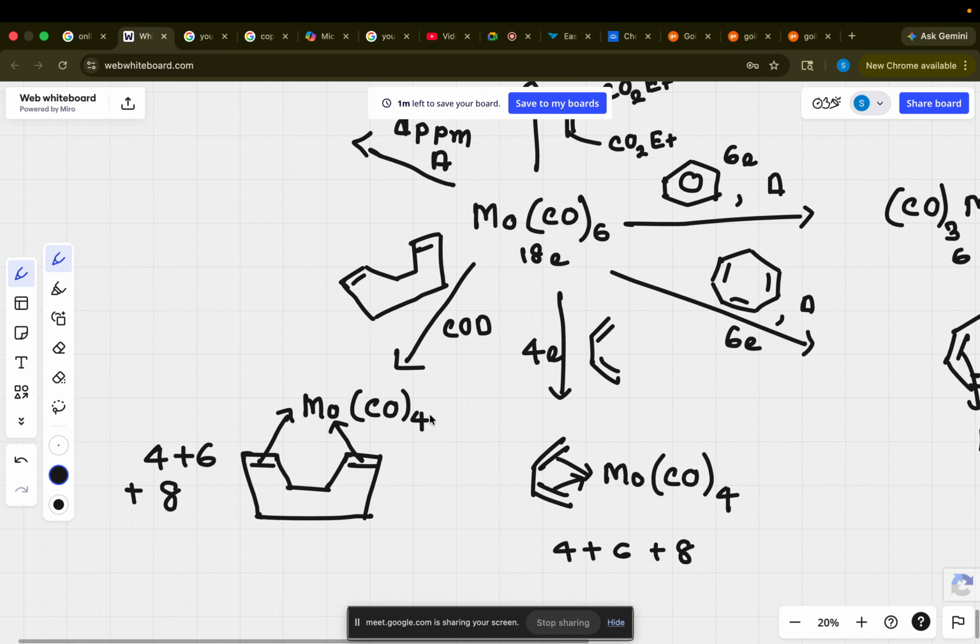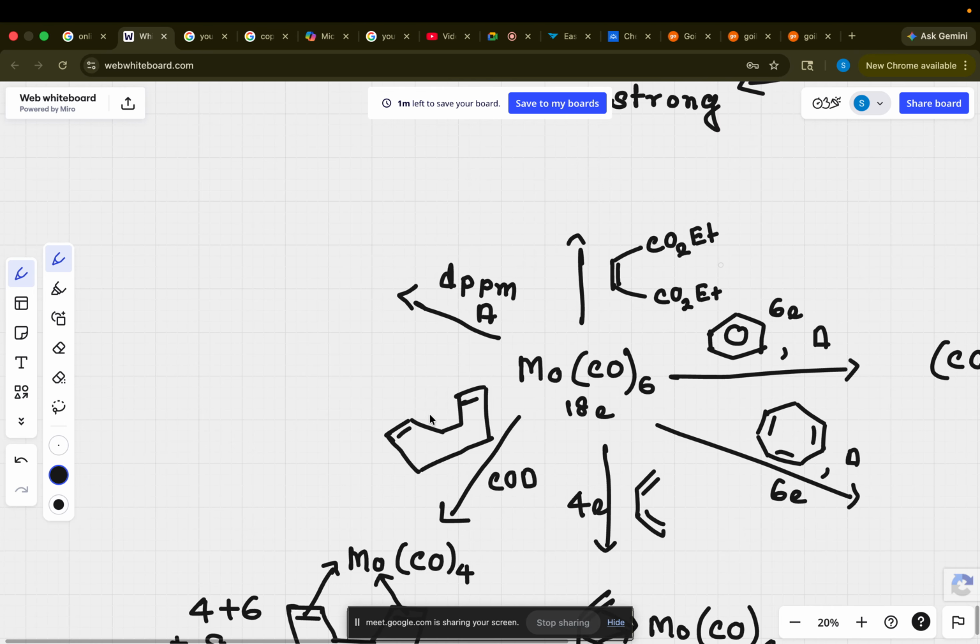Okay. Next you have DPPM. So DPPM means your diphenyl phosphoryl methylene group. It basically looks like this. This is your CH2, and this CH2 is attached to 2 phosphorus. Diphenyl means you will have 2 phenyl groups here. So this is the ligand you have.